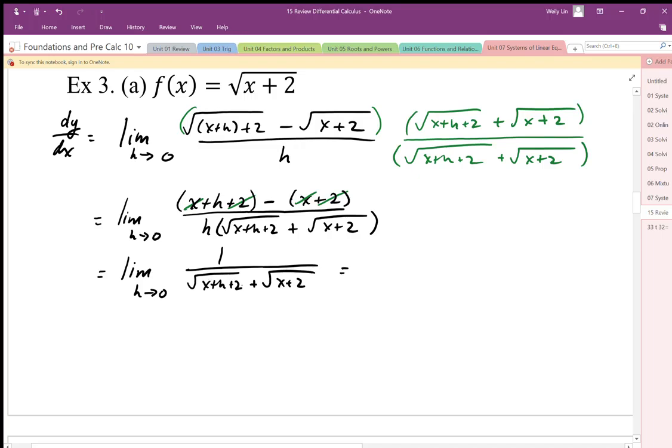I can plug in h as 0. I end up with the square root of x plus 2 plus the square root of x plus 2. That simplifies to 1 over 2 times the square root of x plus 2. And so there's the derivative of the square root of x plus 2.